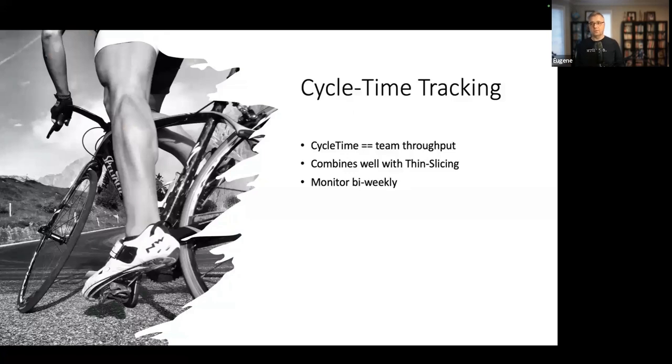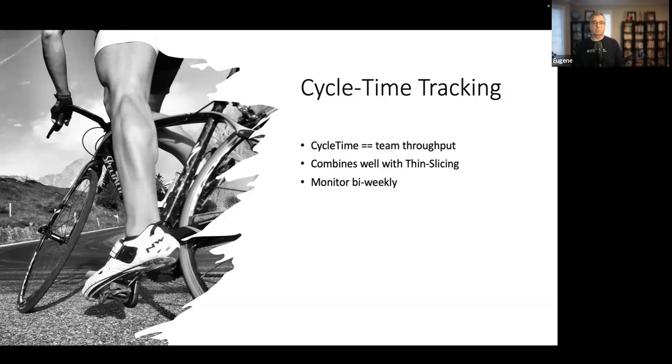In terms of measurement and getting the team to measure their efficiency, Kanban has this concept called cycle time, which is basically the amount of time it takes for an item to move from in progress to done. It combines really well with thin slicing because guess what? If every one of your tasks is 8 hours, your cycle time should be 8 hours. So if your cycle time is larger than that, there's a problem. So you can have a conversation about why things are taking longer than expected. What are the headwinds that we are facing? Is there anything we can do to fix them, et cetera.